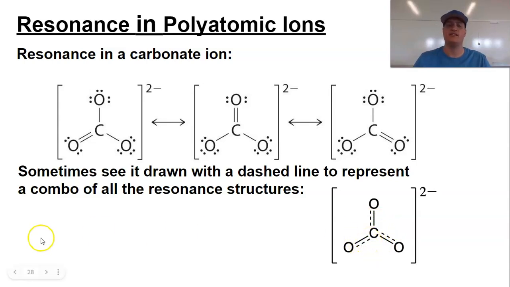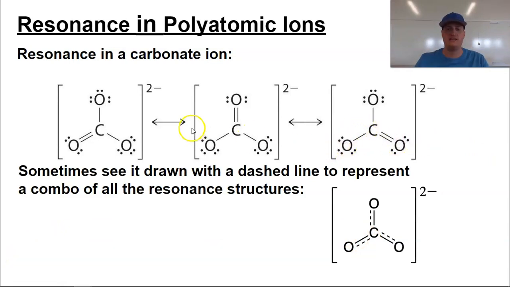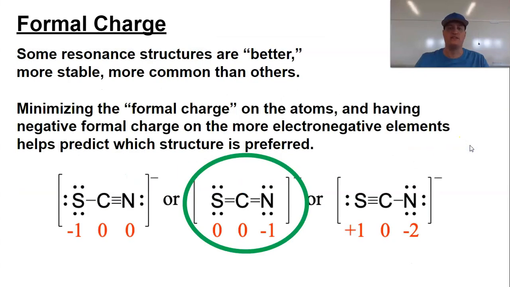So in any of these cases, these would all have what's called the same formal charge, because all of these are the same atom. So each oxygen is going to pull the exact same way. And this idea of formal charge is to give us the better resonance structures that are more common, based upon the way electrons are attracted to things of high electronegativity. So we want to minimize the formal charge on the atoms, having the negative formal charge on the more electronegative elements, meaning closer to fluorine, and this will help predict which structure is preferred.